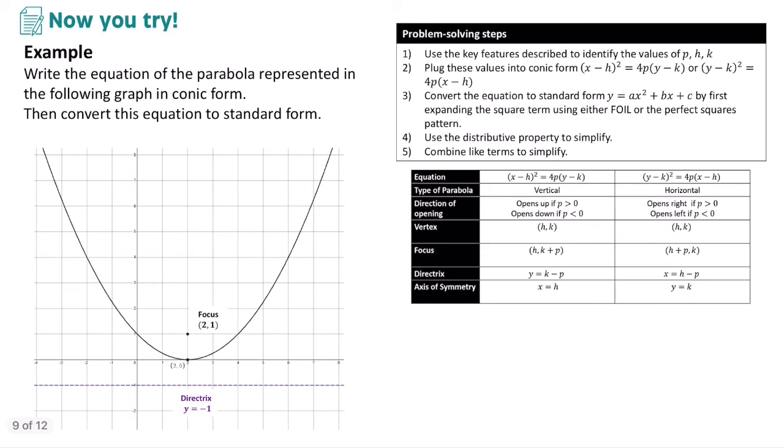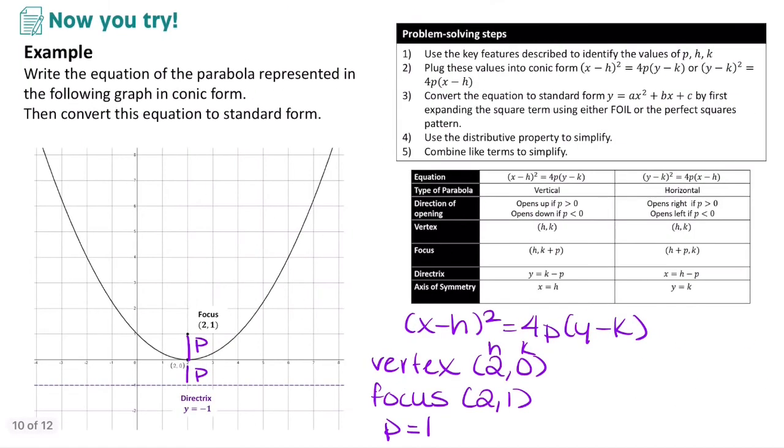Now you can go ahead and pause the video and try doing this example on your own. This is a vertical parabola, as we can see from the graph. So we're going to use (x - h)² = 4p(y - k). The vertex we can see here is at (2, 0), so that's going to be the values of h and k. The focus is at (2, 1), and you can see that the focus is 1 unit away from the vertex. The directrix is also 1 unit away from the vertex, so we know that that's the value of p.